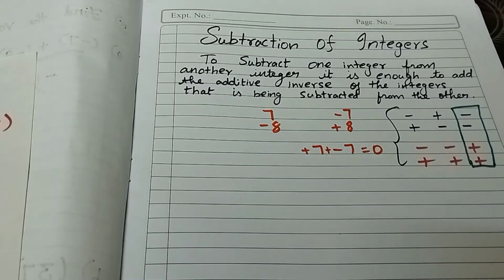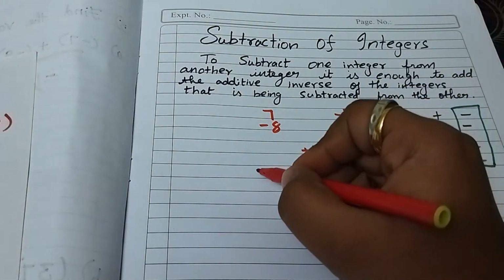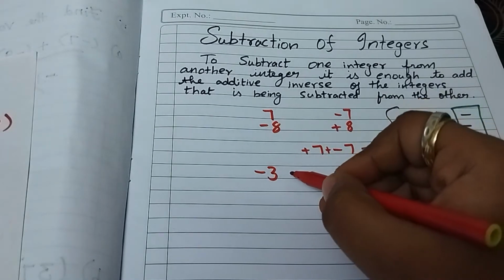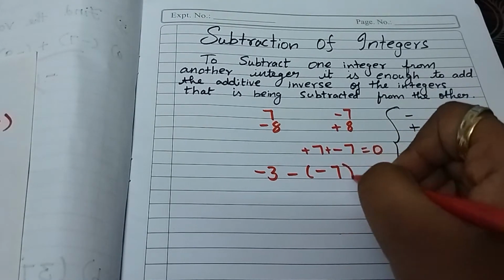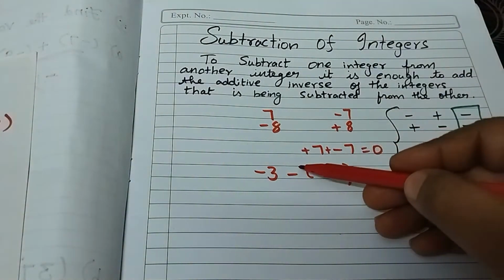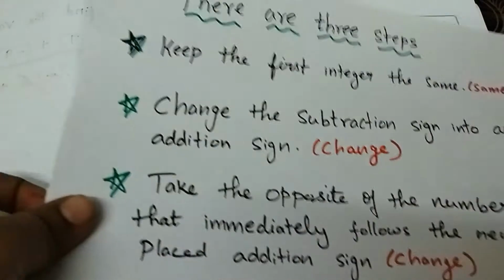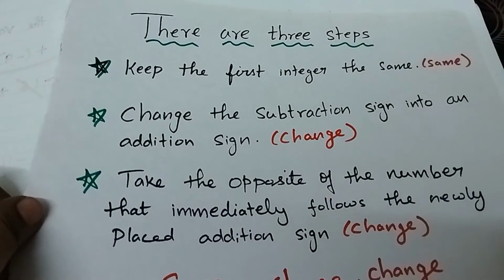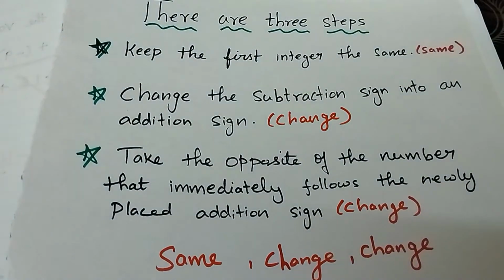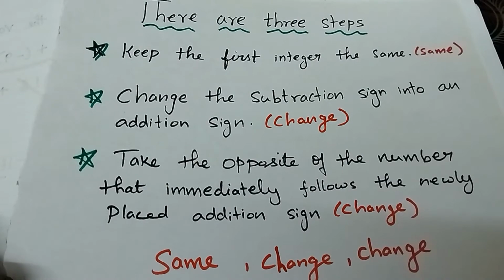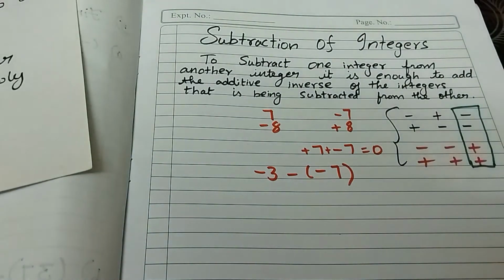Now, for example, if they have given the sum minus 3 minus of minus 7. In between, what sign is there? The subtraction sign. So at that point, please remember these 3 steps: same, change, change. Keep the first integer the same. What is your first integer here? Minus 3 is your first integer. Keep it as it is.